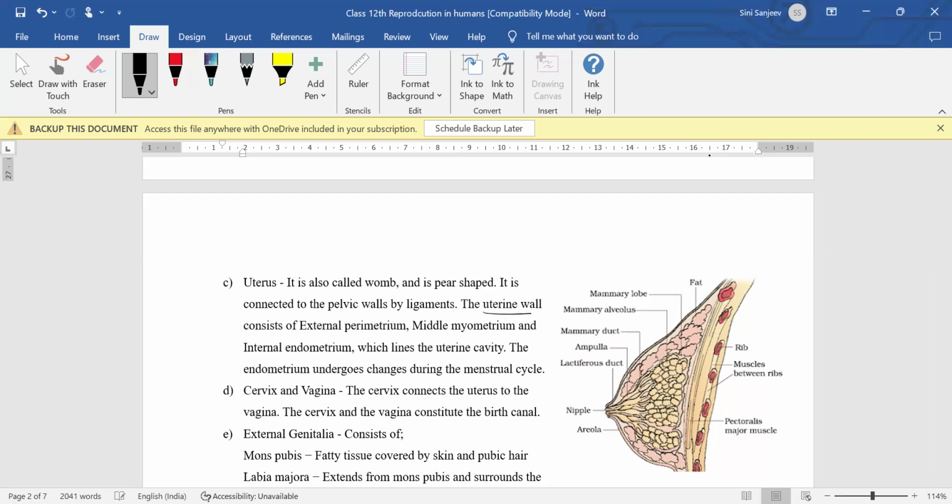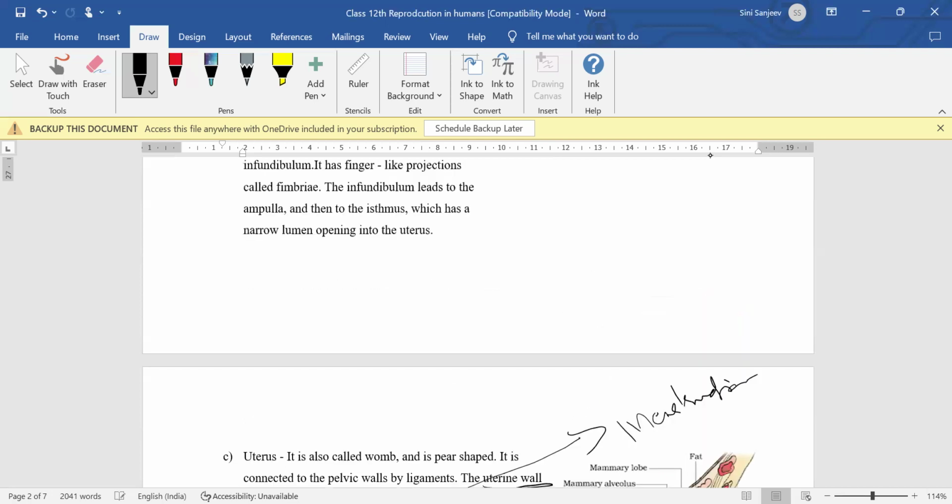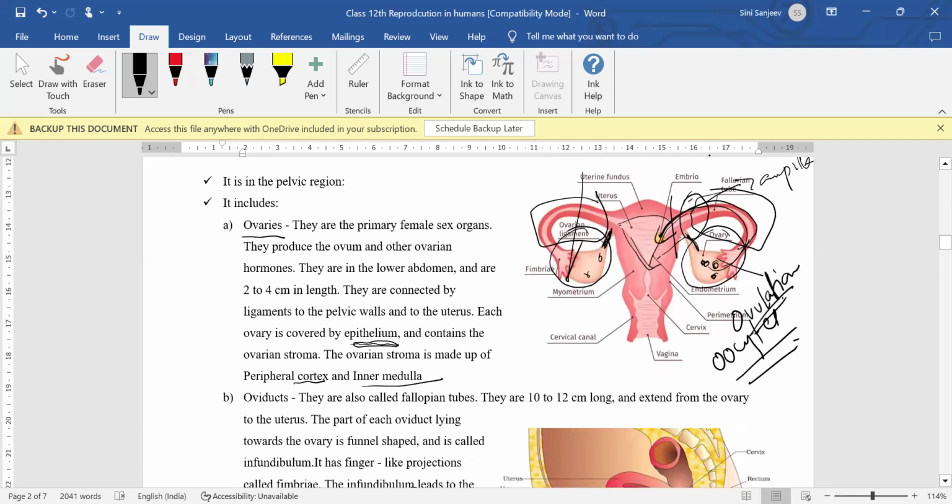Now what do the uterine walls consist of? Three layers will be present in the uterine walls, and the first or outer layer plays an important role in the menstrual cycle. So what are the layers present in the uterine walls? External, which is called the perimetrium; middle, which is called the myometrium; and internal, which is called the endometrium. These are the three important layers present in the uterus. The internal layer, the endometrium, plays a role in menstruation. Here you can see the layers present.